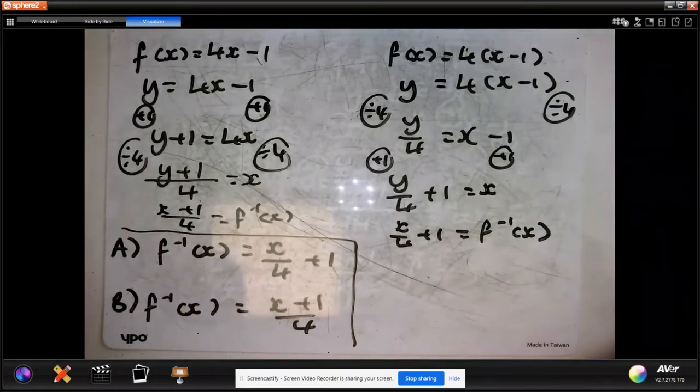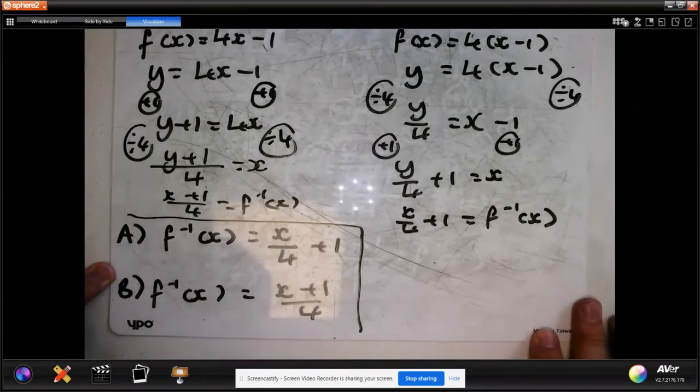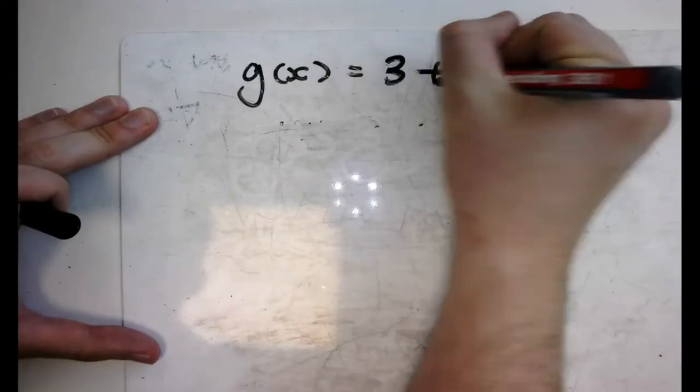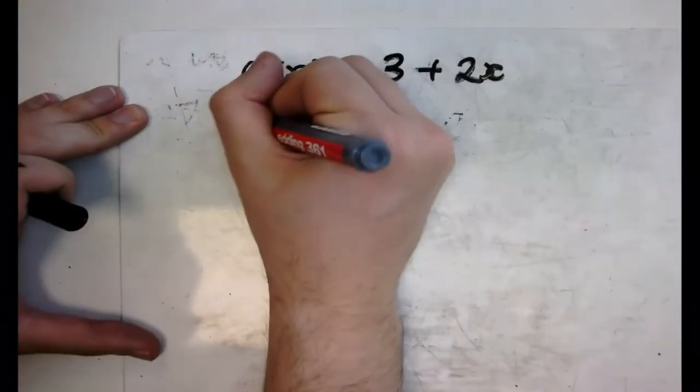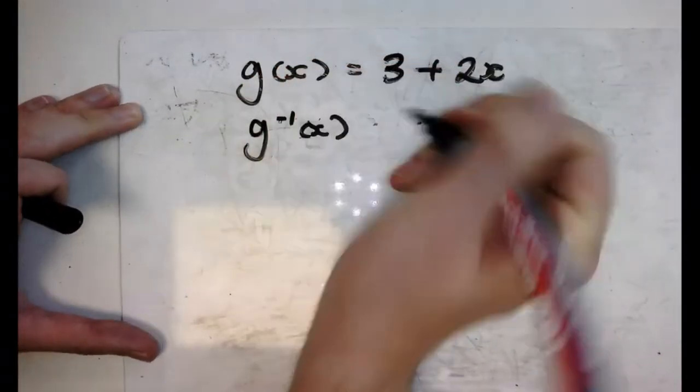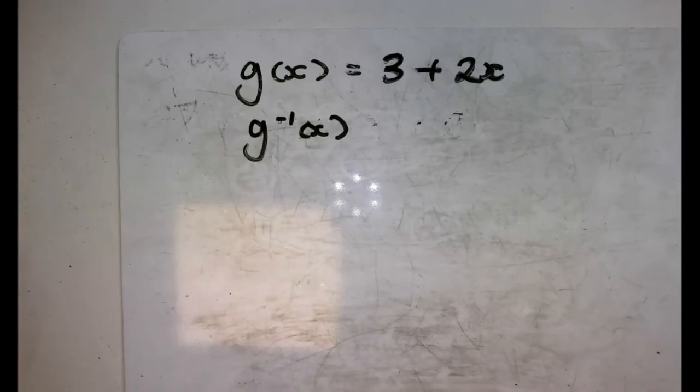Here we added 1 first because the 4 is only multiplying the x on this side, but it is multiplying everything on that side. Now, in order to ensure you've understood that, I'd like you to have a go at the following question. If g of x equals 3 add 2x, what is g minus 1 of x? Pause the screen and have a go at that now.